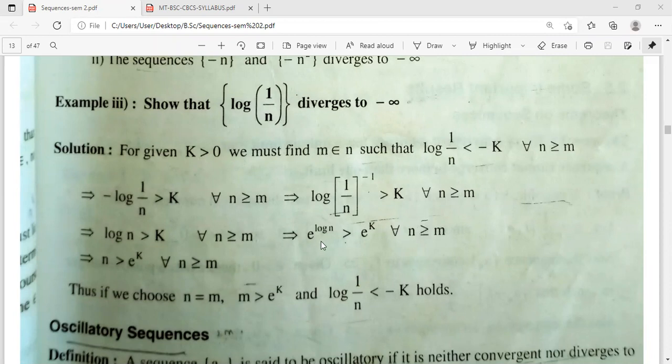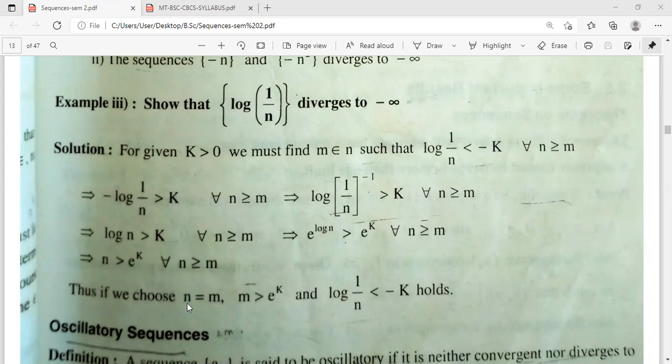And here you take the exponential of both sides, because you have to get the value of n. You take the exponential so that you get e to the power log n greater than e to the power k. Now you already know e to the power log x you can write as x. Here also e to the power log n you can write as n. The remaining is the same, just replace n by m here.